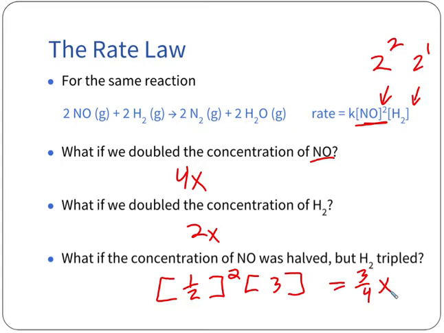So you can see how we can use our rate law to figure out how the rate changes. If we double the concentration of NO, the reaction is going to happen 4 times as fast, at least to start with. If we double the concentration of H2, it's only going to go twice as fast. But if we halve the concentration of NO but triple H2, the reaction would only proceed at about 3/4 the rate that it did before. So it wouldn't be quite as quick as it was otherwise.